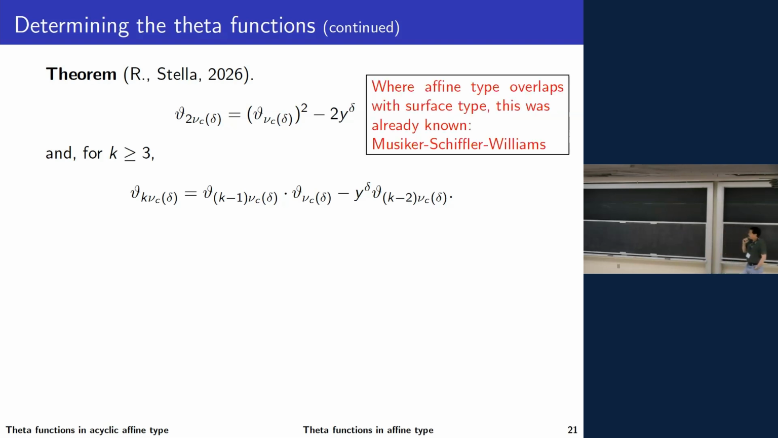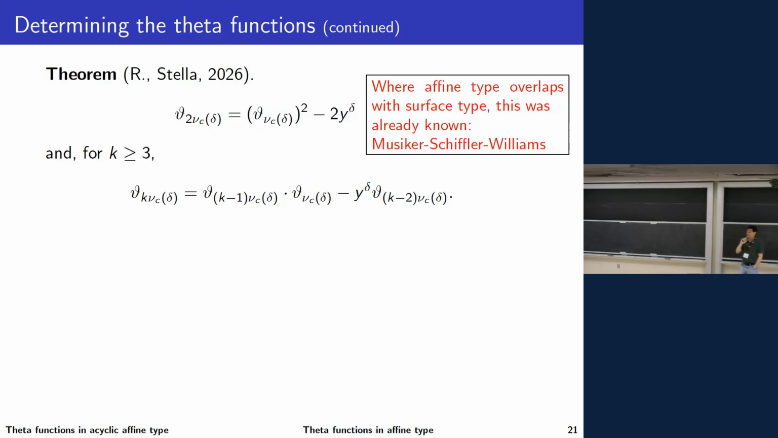And in the cases where affine type overlaps with the surfaces model, this was already known from the Musiker–Schiffler–Williams work. But it turns out it works in general affine type, using a really different toolbox.